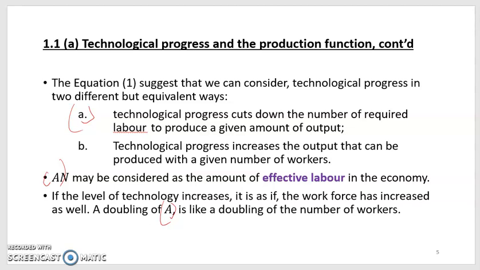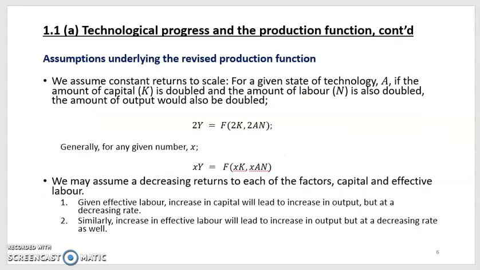With this being said, we can now think of output being produced by two factors: capital and effective labor, AN. Let's try and explain this using our production function. Given that we have just assumed that output is now a function of capital and effective labor, we can, just as we did with the production function in chapter 11, also assume a constant return to scale with this new production function.